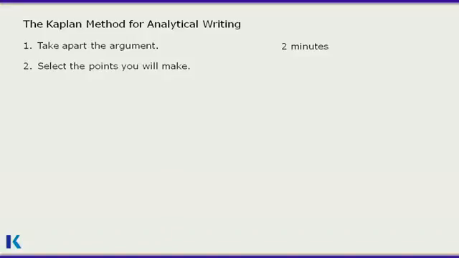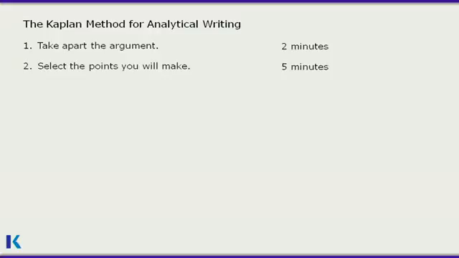Step 2, select the points you'll make. Spend about 5 minutes brainstorming what additional evidence, if true, would weaken or strengthen the assumptions in the argument. Note any flaws in the author's reasoning that would have to be remedied to support the conclusion. You don't need to include every single point that you brainstormed. Just include the strongest points.